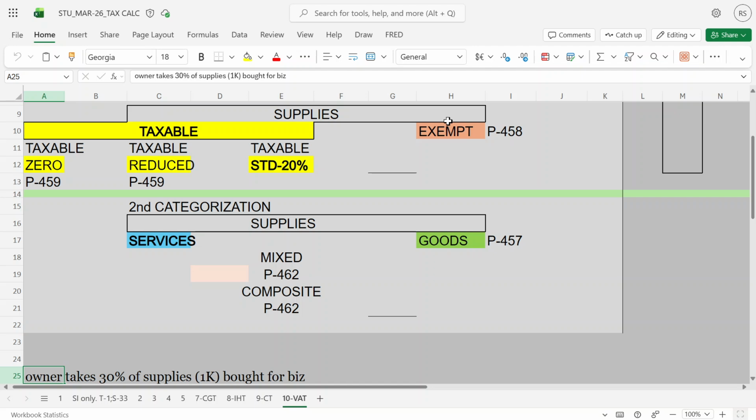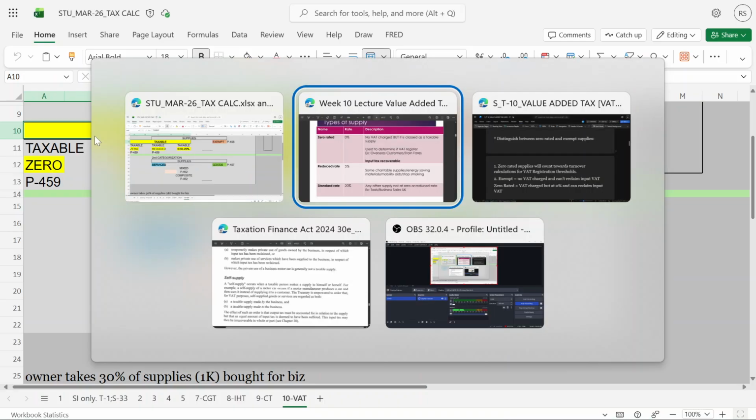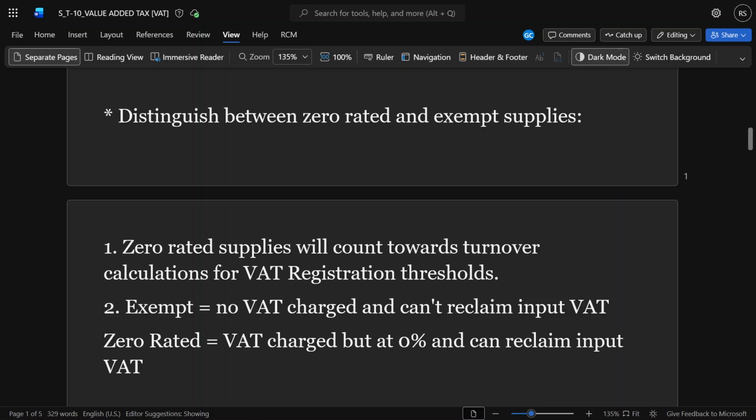Exempt supplies, VAT being paid is 0. On zero rated supplies also, VAT being paid is 0. But there is a difference between the two things. Zero rated supplies are a class or species of taxable supply. But these are exempt supplies. Remember that the VAT return only applies to taxable supplies. So if you're making exempt supplies, what happens is that you'll see this mentioned elsewhere also in the textbook.